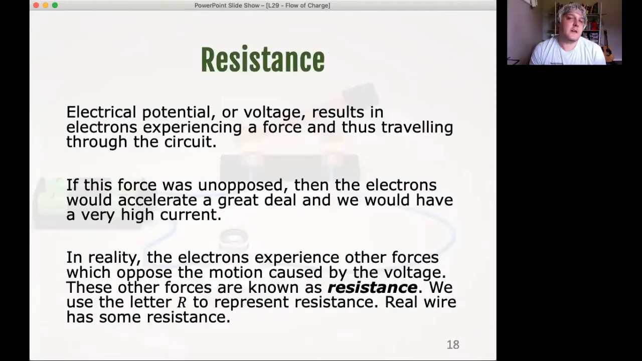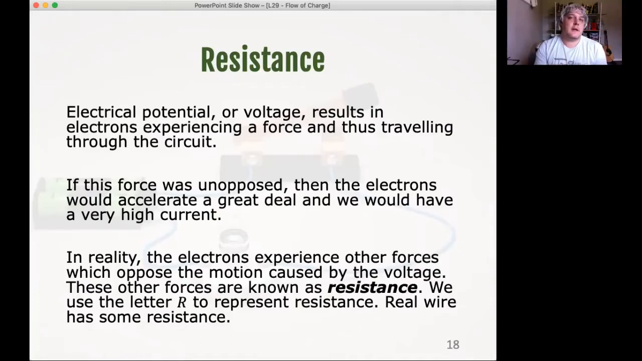Resistance is any kind of force which opposes the electrons traveling through the circuit. That's all resistance means. It's the same use of the word resistance that you would use in general. Resistance is just something opposing something else. In this case, the resistance of a circuit is any force that opposes the electrons traveling through the circuit.